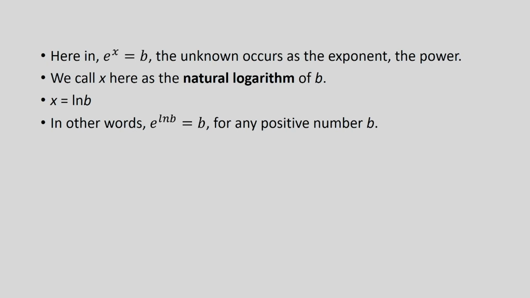We call x here as the natural logarithm of b, right, and we write this as x is equal to ln b, log natural b. So, x is equal to log natural b, and if I substitute back that in this expression, what I get is e to the power ln b is equal to b. So, in other words, e to the power ln b is equal to b, this is true for any positive number b. So, that is important, b has to be a positive number.